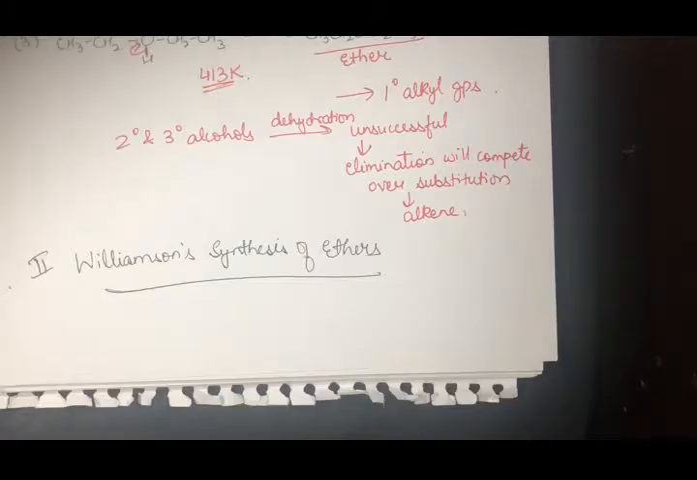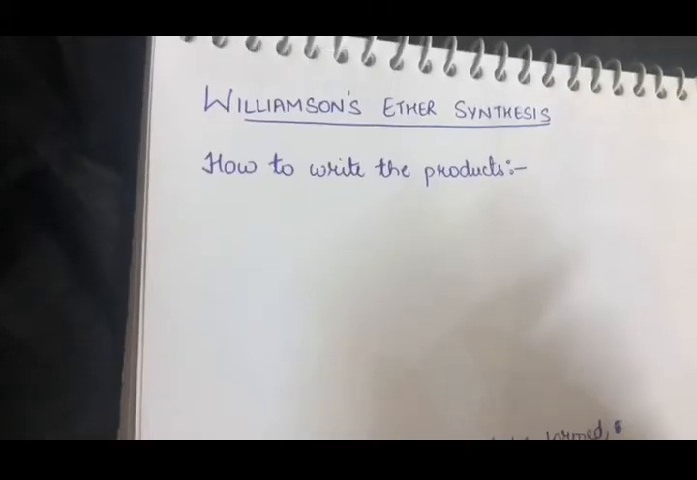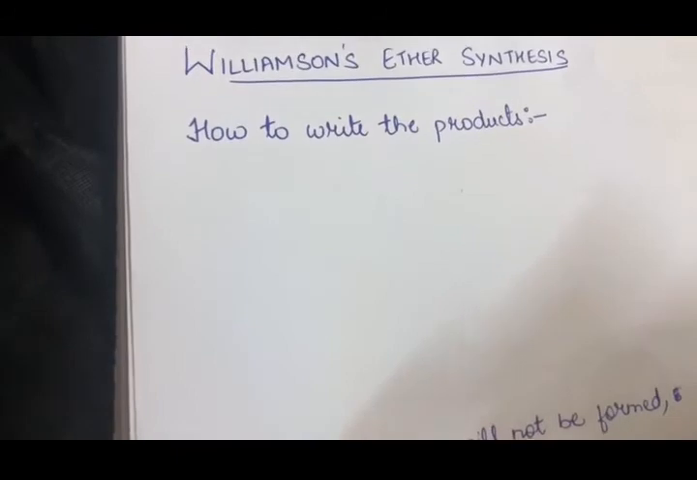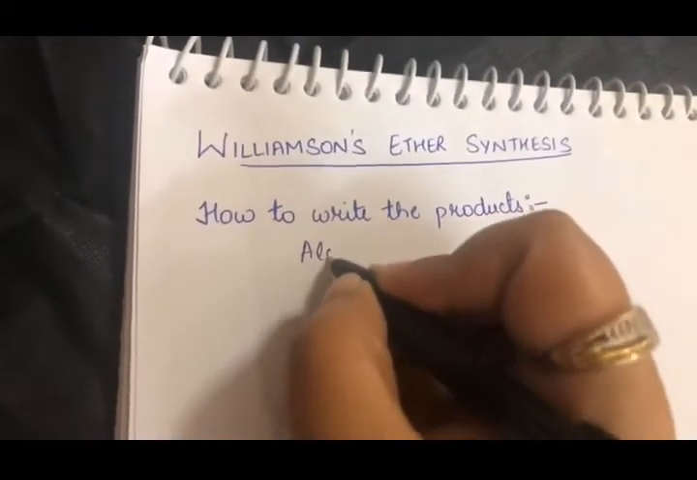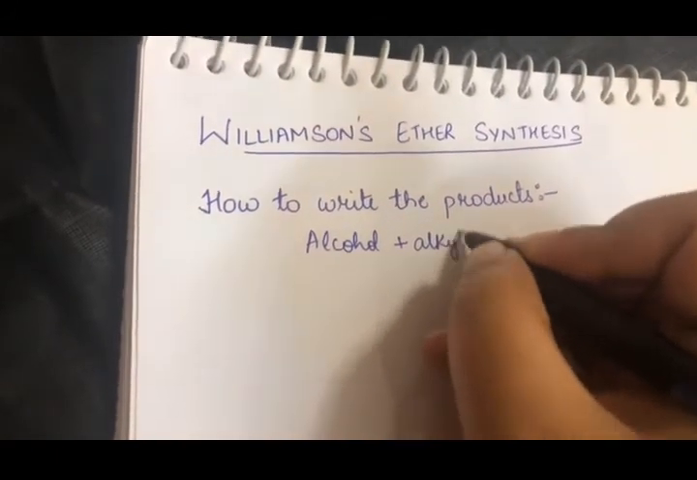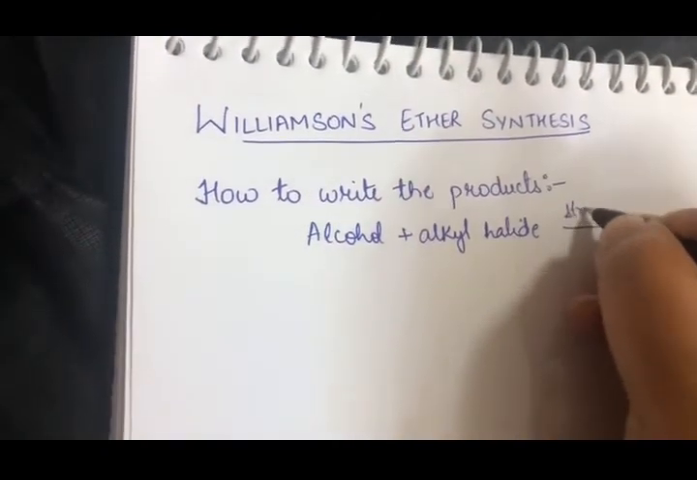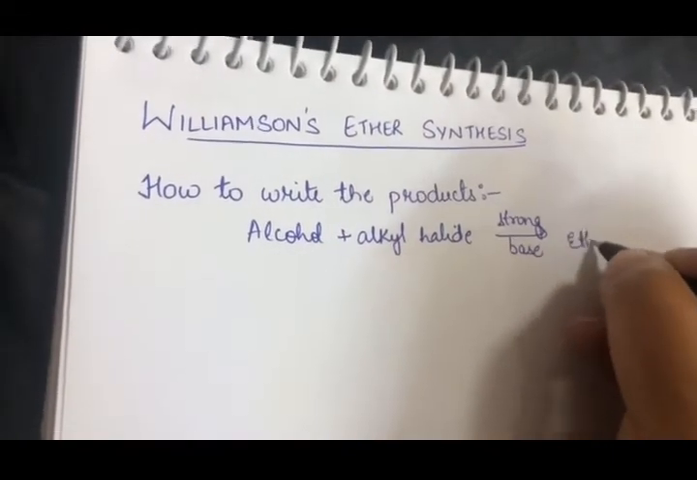Second method of preparation of ethers is Williamson synthesis of ethers. Alright, hello students. Now let's talk about Williamson's ether synthesis. As we all know, this reaction occurs when there is a reaction between an alcohol with an alkyl halide in the presence of a strong base. And what is formed? An ether is formed.